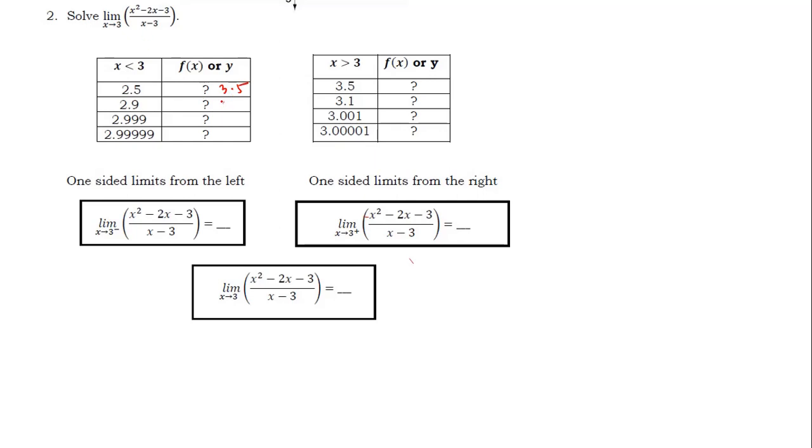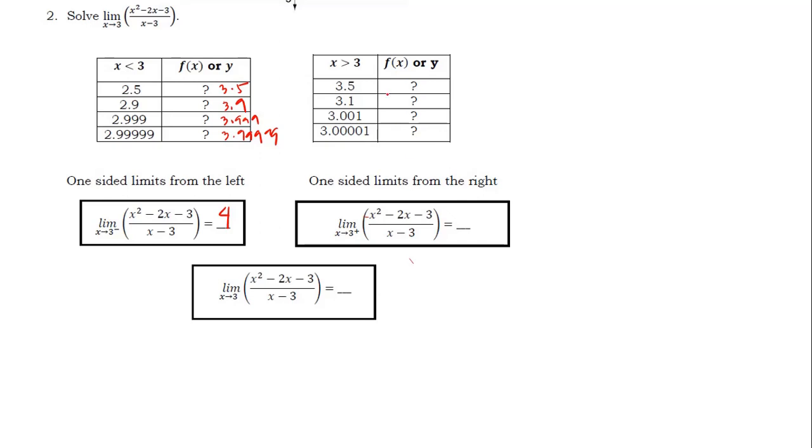For 2.9, the answer is 3.9. And then for 2.999, that is 3.999. And then for 2.99999, that is 3.99999. Okay, so where does it approach? That is 4. And then here, we will have the right side, one-sided from the right.